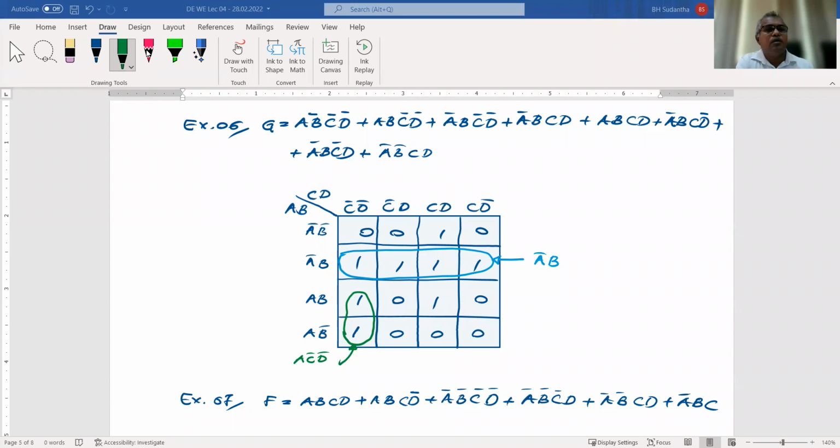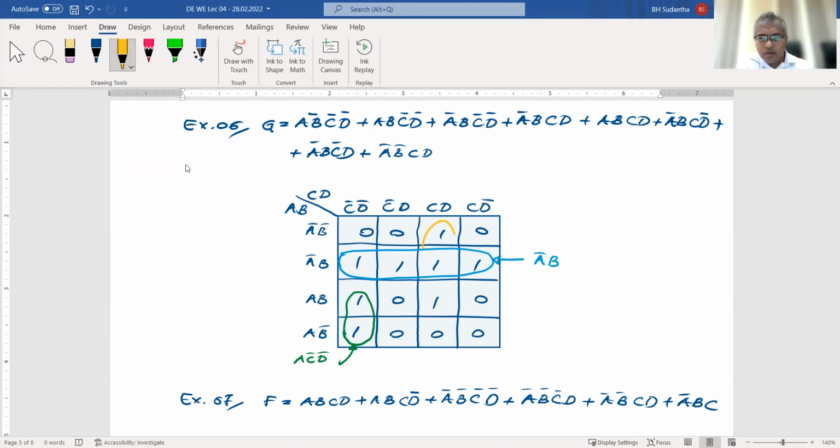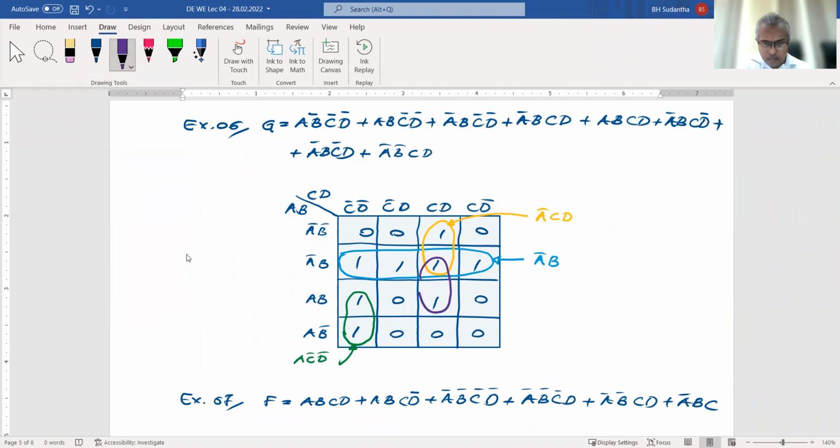And here, to cover this one, we don't have any option other than going this way. And this is A bar, C, D. This one, B, C, D.